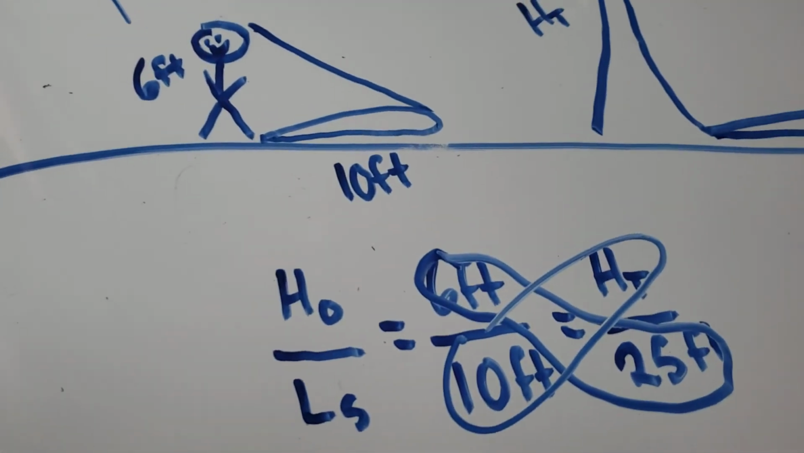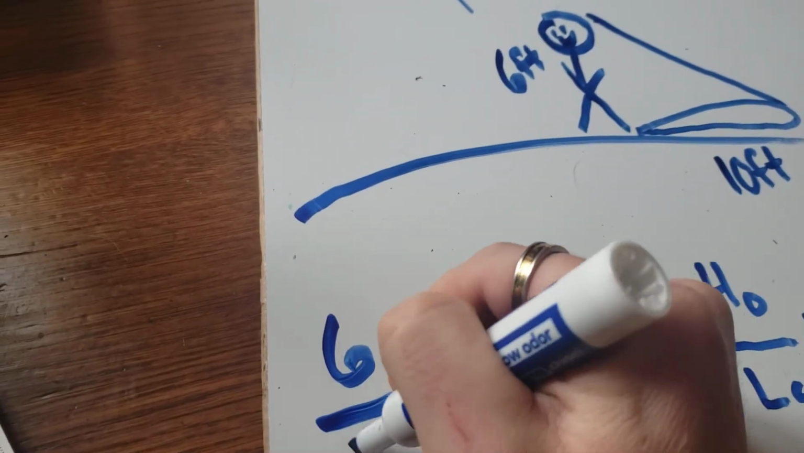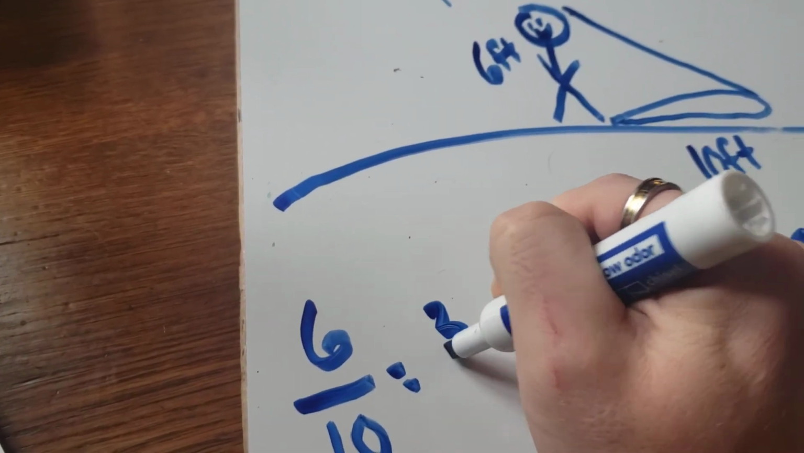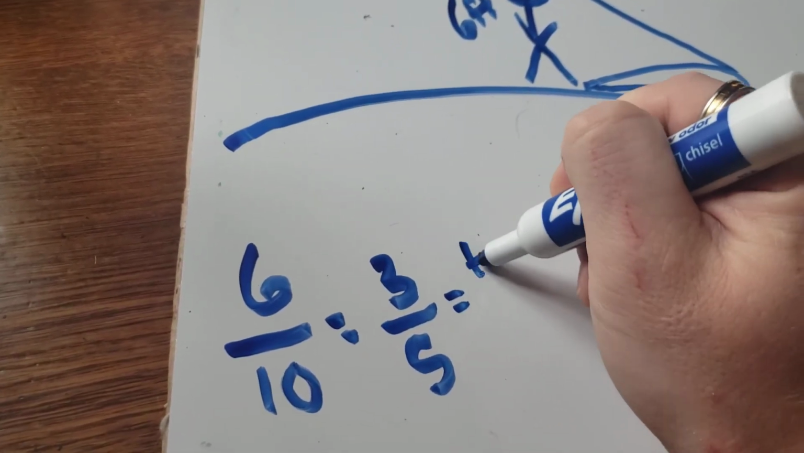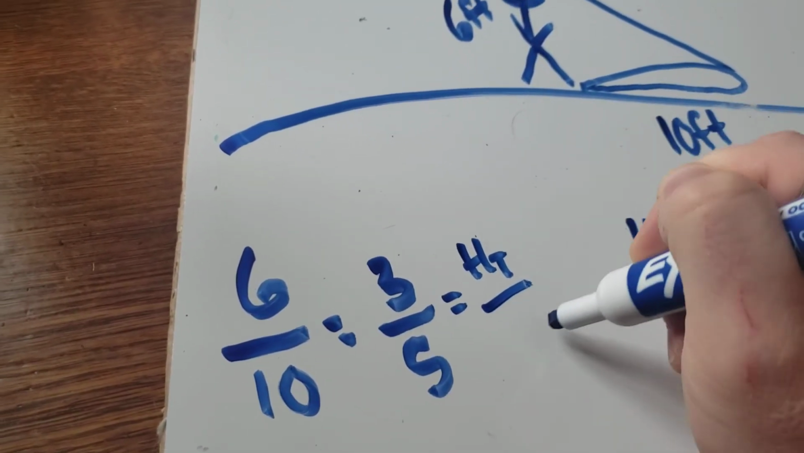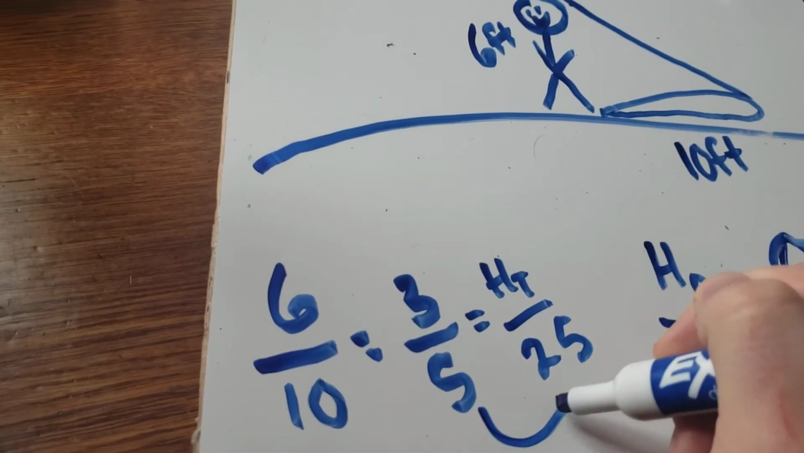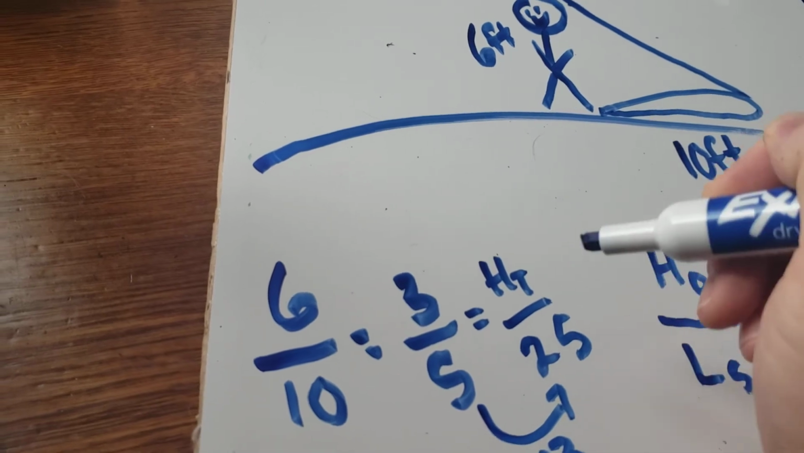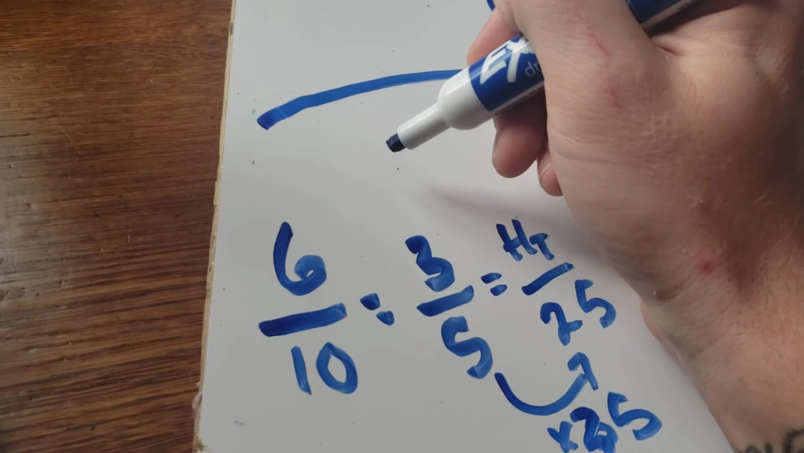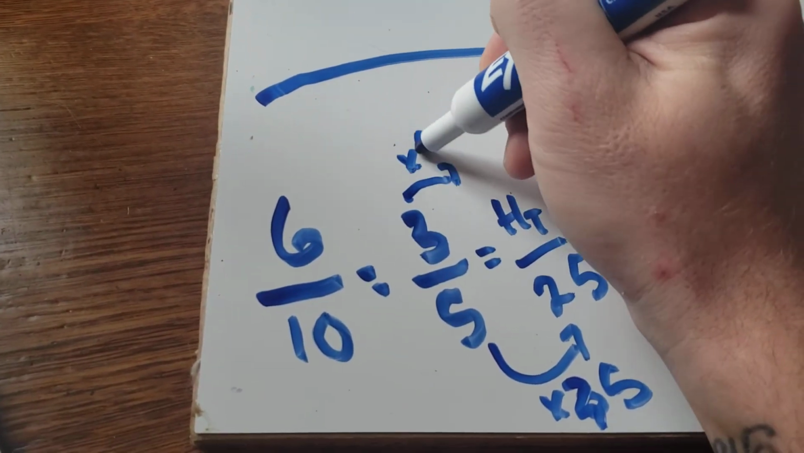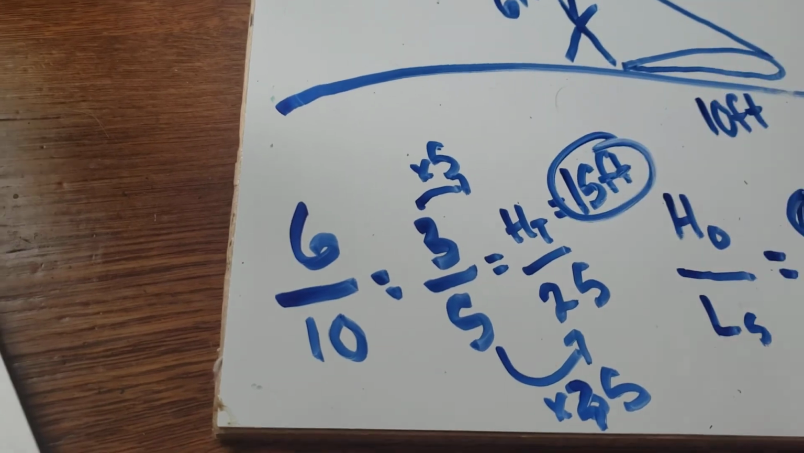Let's check that with a slightly easier way of doing this. We can actually reduce 6/10 down to 3/5, set that equal to the height of the tree over the length of the shadow. Now we have a constant factor. 5 to 25 is times 5. And then if we take 3 times our constant factor of 5, we'd figure out that the height of the tree is also 15 feet.